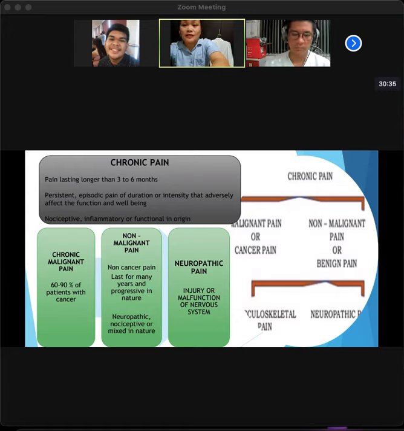Non-malignant pain, such as non-cancer pain, lasts for many years and is progressive in nature. Examples of these are neuropathic, nociceptive, or mixed in nature. The last one is neuropathic pain, wherein you have an injury or malfunction of the nervous system. Chronic malignant pain, of course, is when you have cancer. Then non-malignant pain. Example of non-malignant pain?